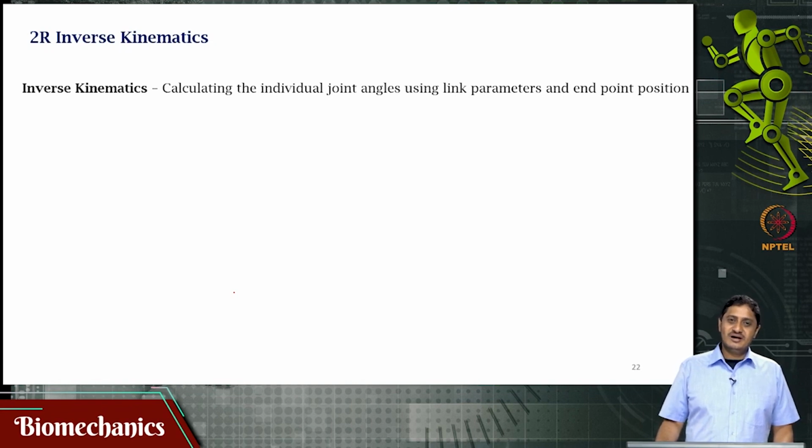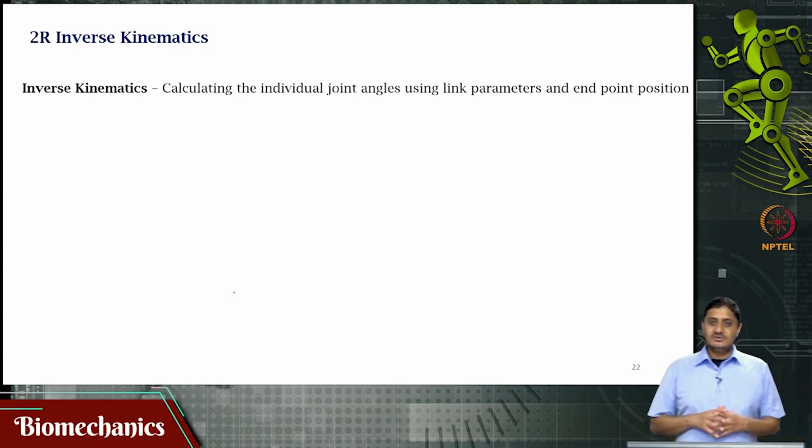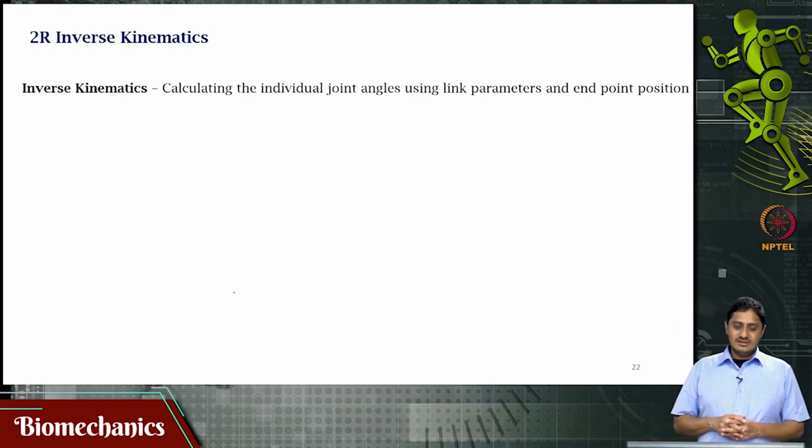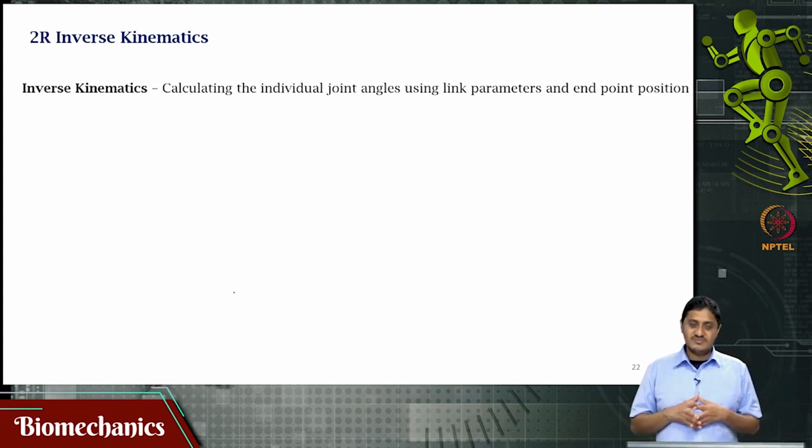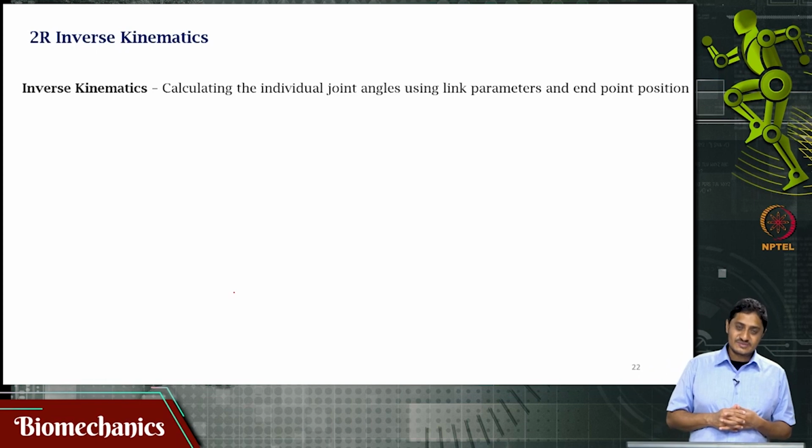Welcome to this video on biomechanics. We have been looking at kinematics. Specifically, in the previous video, we looked at forward kinematics of a two-link serial kinematic chain. In this video, we will be looking at 2R inverse kinematics, or in other words, if I tell you the endpoint coordinates of a two-link serial kinematic chain and the link lengths, can you tell me what is the joint angle at each of the links?